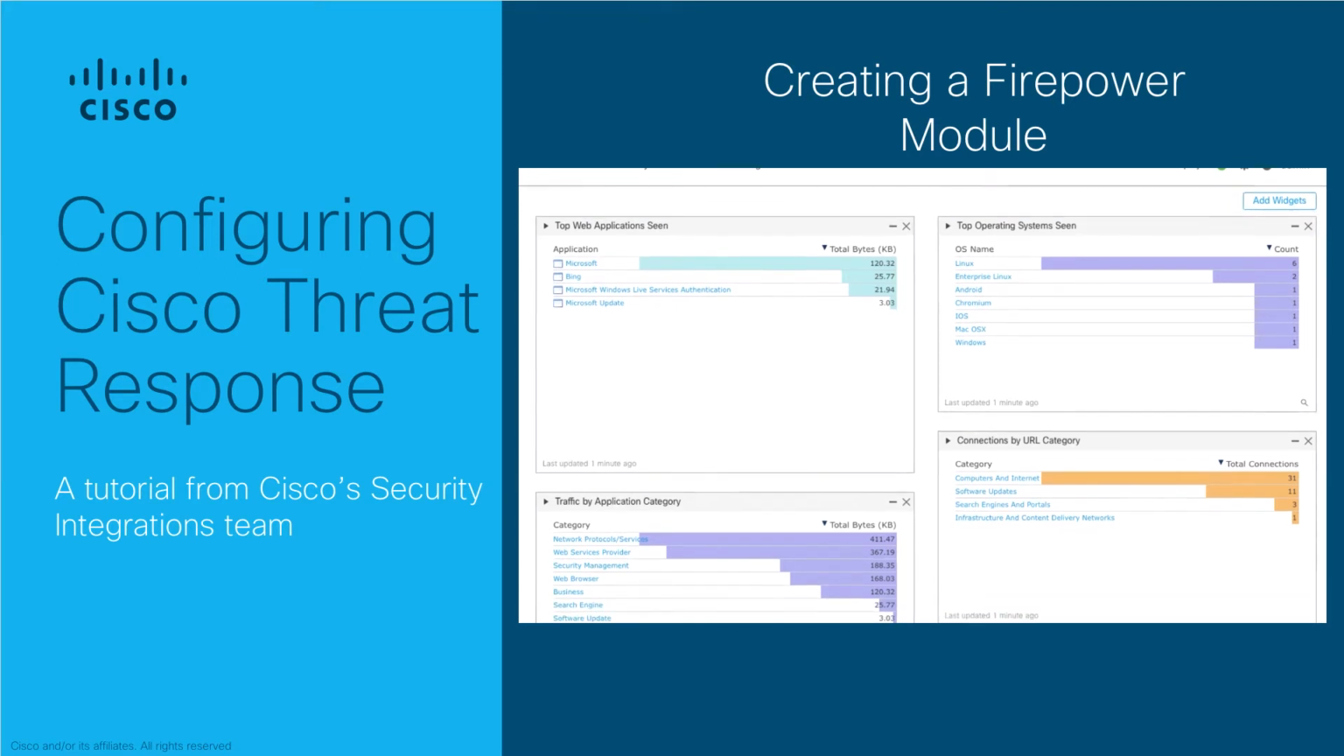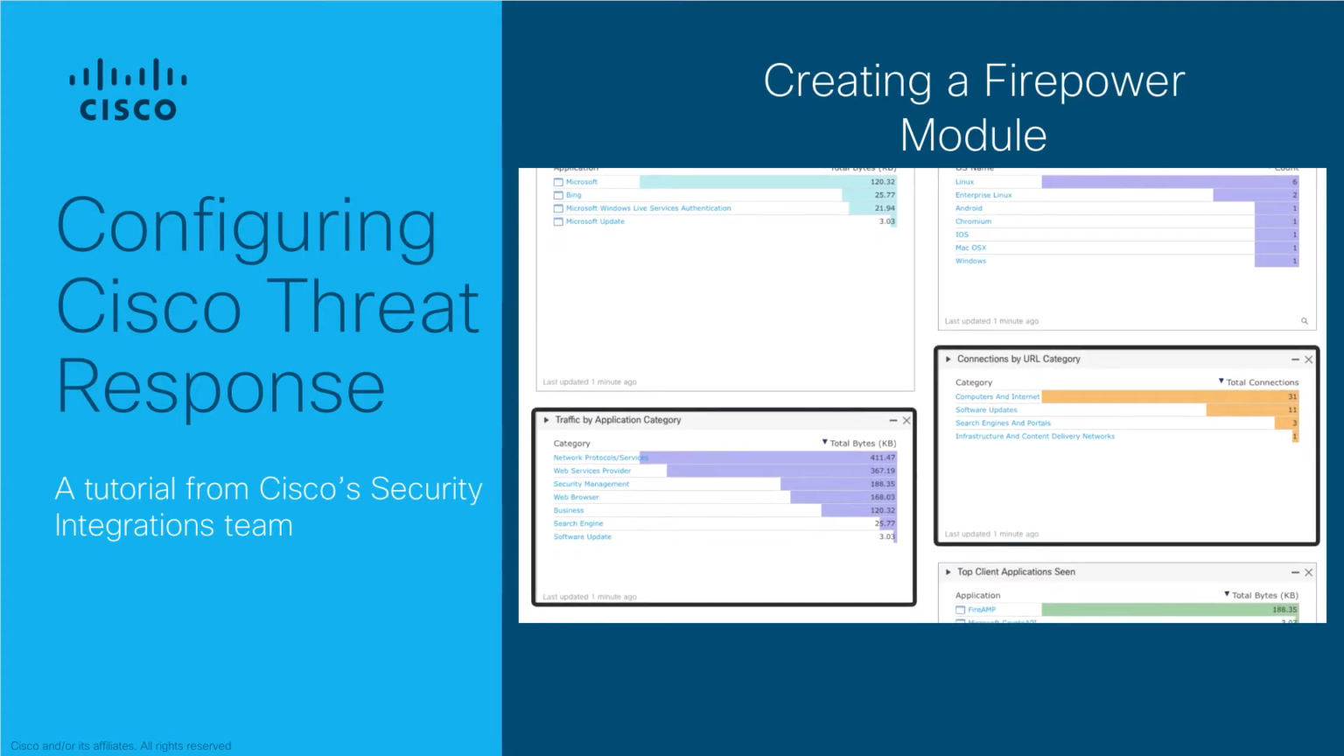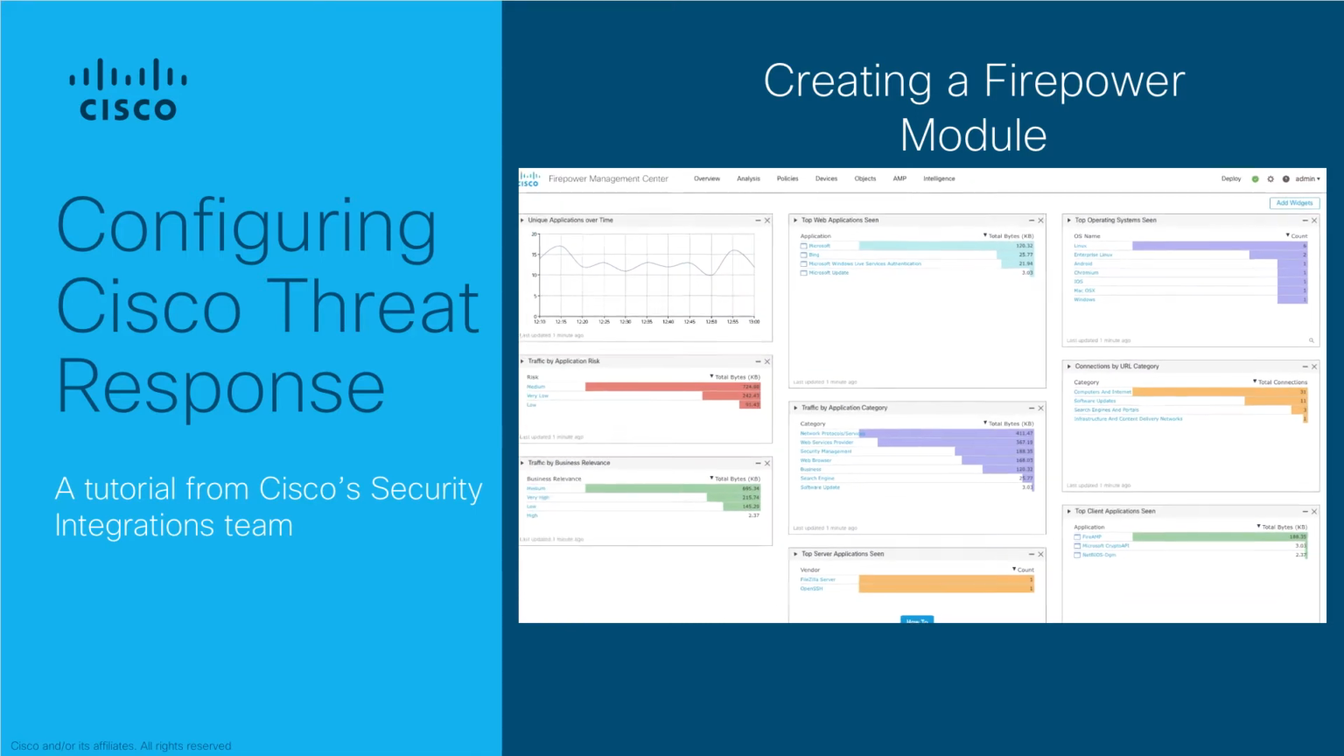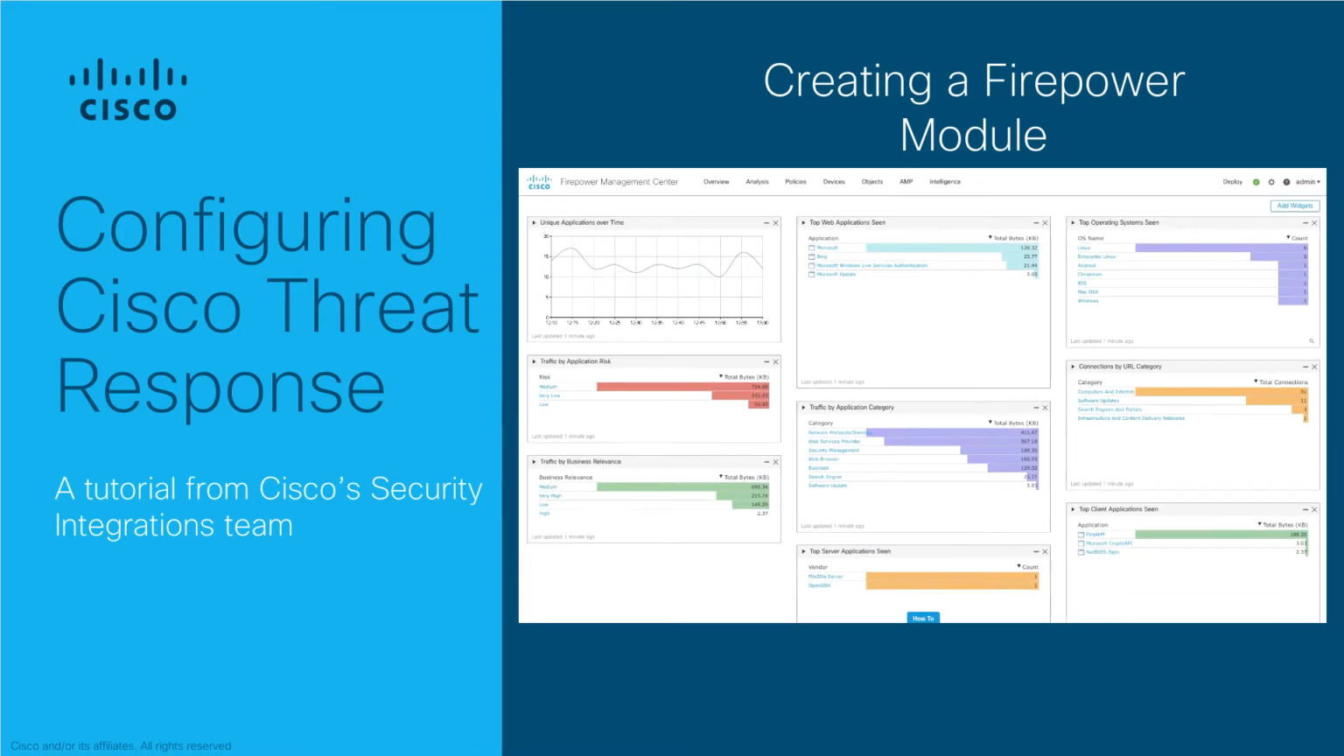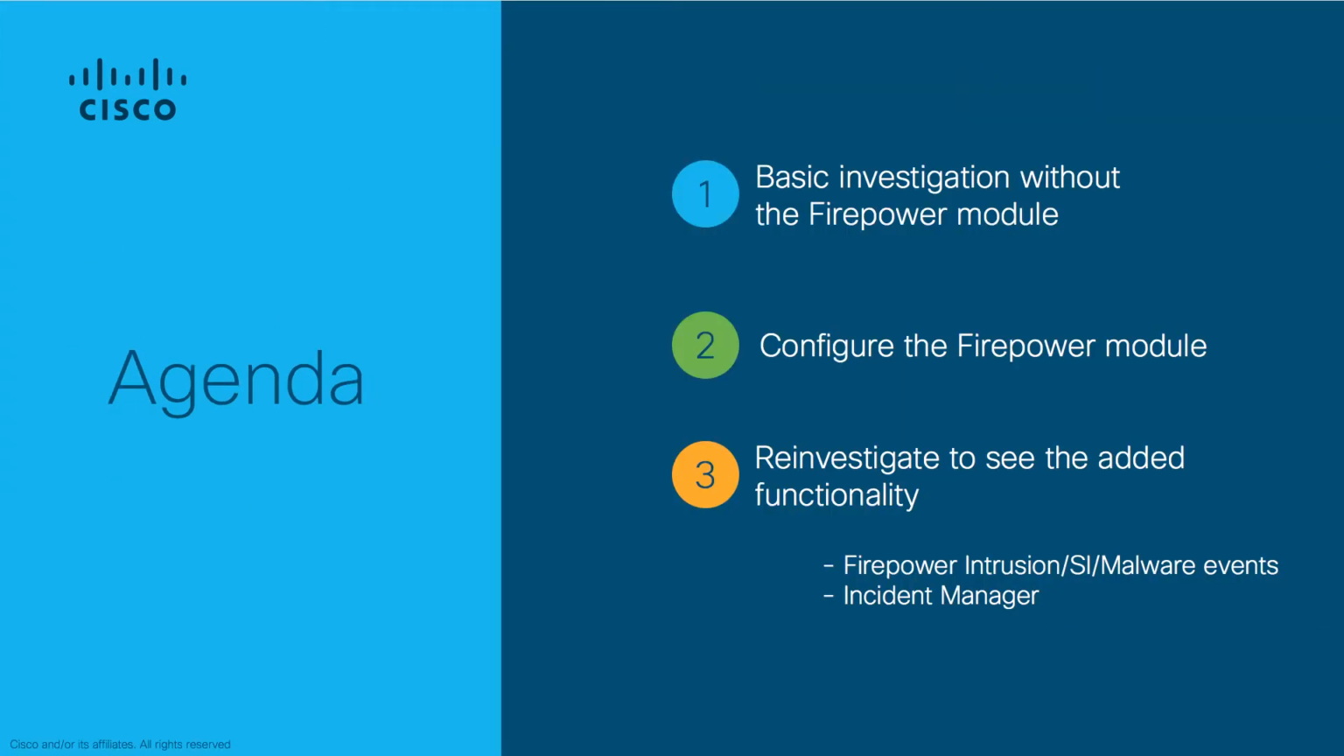Firepower software provides a plethora of security features, including application control, intrusion prevention, URL filtering, malware protection, and Talos security intelligence. Threat Response can harness these traffic handling capabilities to dramatically cut the time and effort needed to detect, investigate, and remediate cybersecurity threats. A quick look at our agenda here.